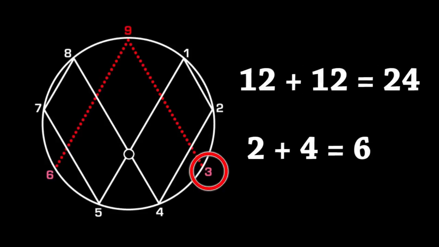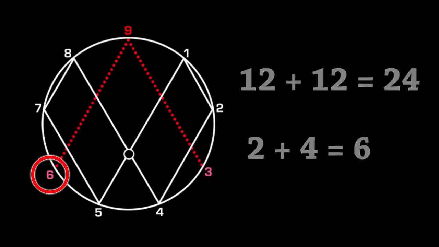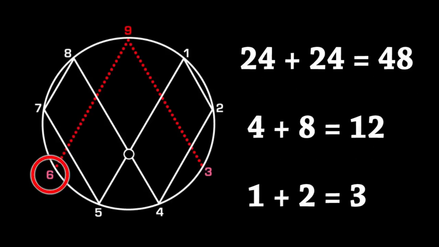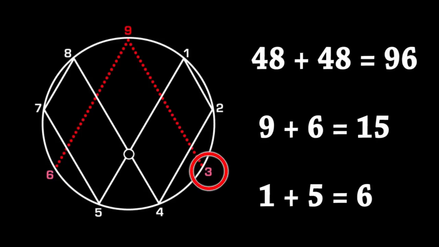12 doubled becomes 24. And 2 plus 4 is 6. 24 doubled is 48. And 4 plus 8 is 12, with 1 plus 2 bringing us back to 3. 48 doubled is 96. And 9 plus 6 is 15, with 1 plus 5 giving us 6.